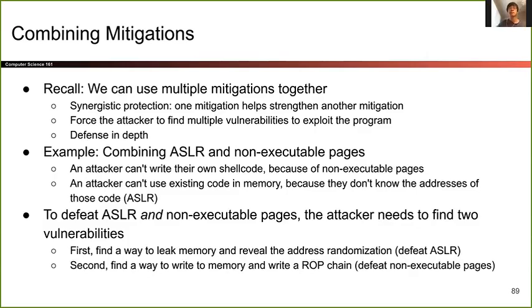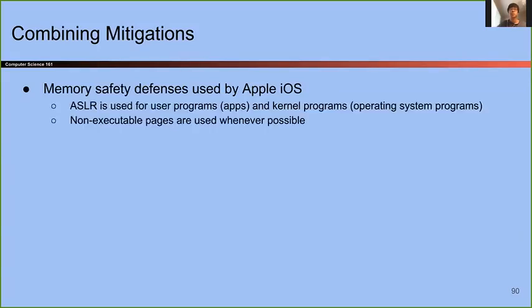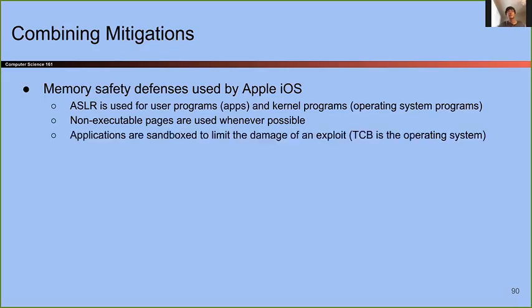Yes, the attacker needs to find 2 vulnerabilities. All right, so let's talk about an example of Apple's iOS. So iOS uses many memory safety defenses. It uses all of them and a couple more that we haven't really talked about. They use ASLR for both programs, and they use it for the operating system itself. They use non-executable pages wherever it's possible. They sandbox the application, so even if it's hacked, it can't damage the rest of the system. And it uses the operating system as the TCB to enforce the sandboxing.